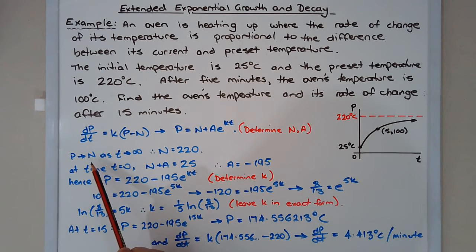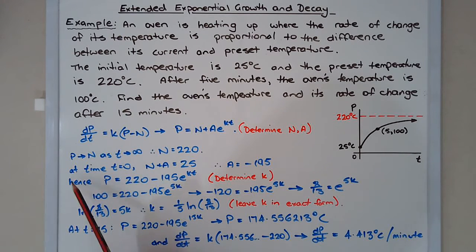Now P approaches N as t approaches infinity. So what this is saying is that the oven's temperature approaches the preset temperature, that's 220 degrees, that's what we set the oven to, as time goes on. So you can think of N as an endpoint, so N equals 220.